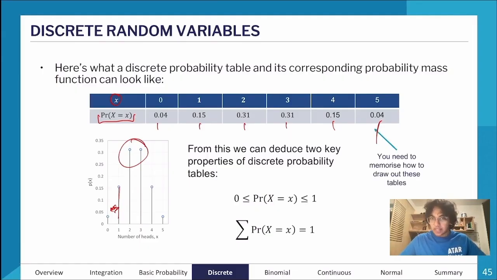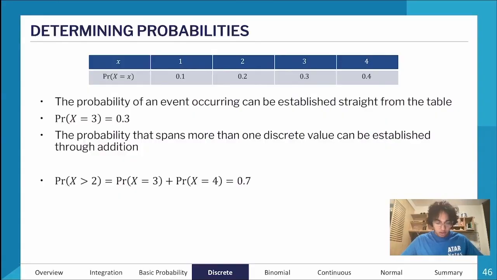You need to know how to draw out these tables, by the way. Always have x and the outcomes on the top and the probabilities on the bottom. Okay, how can we use this to determine probability, right? Because that's what we want to know. That's how we want to answer these questions. So we can determine it straight from the table, right? If I look for the probability that x is equal to 3, you just look at that. That tells me it's 0.3. There we go. That's my answer.